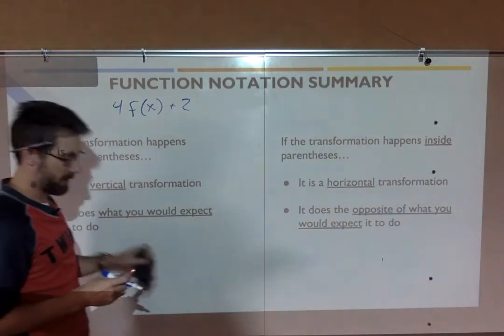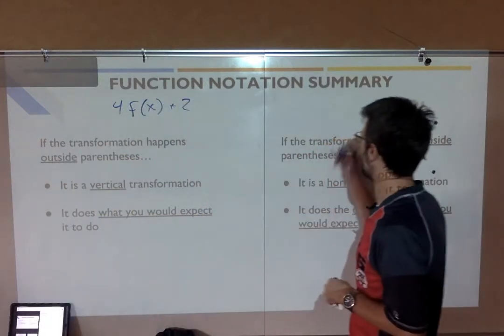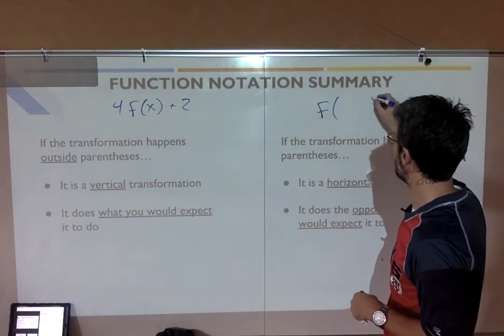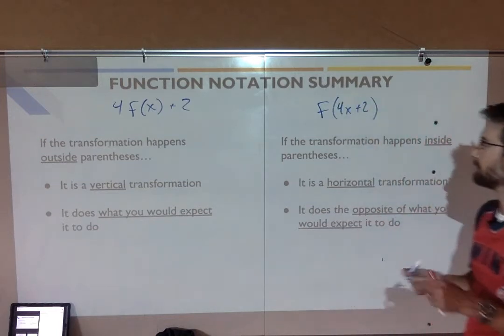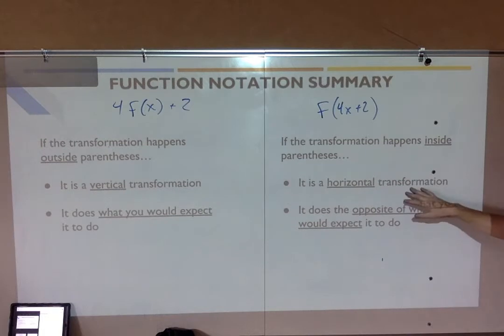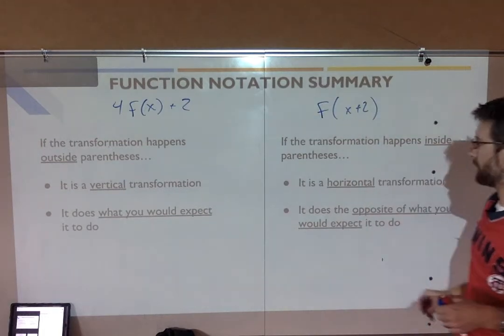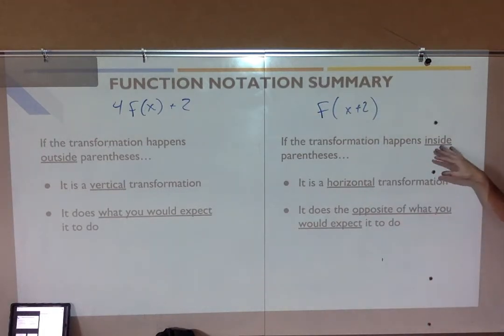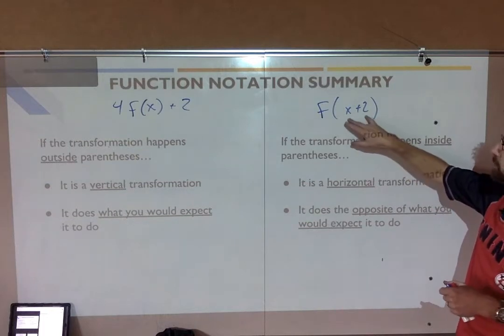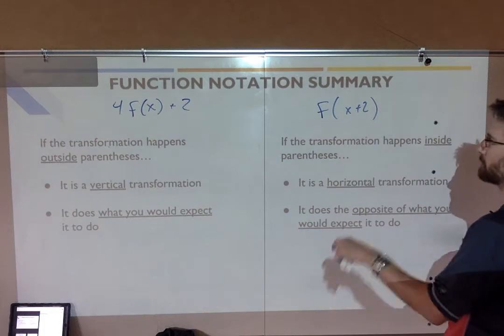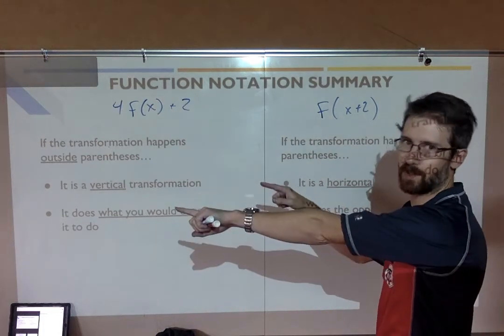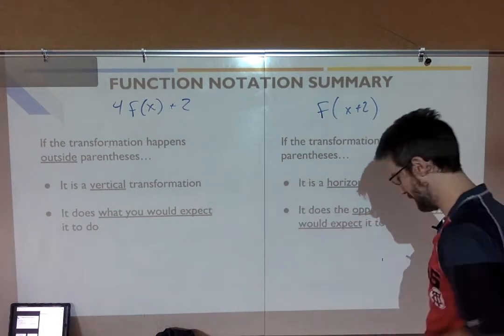If that transformation happens inside the parentheses, however, like f of 4x plus 2 on the inside, now we've got horizontal transformations, and we won't do two of them at the same time. If it's on the inside of the parentheses, it's horizontal, and it actually does the opposite of what you would expect. With that +2, you might think plus goes this way on a graph, but it actually moves it to the left instead.